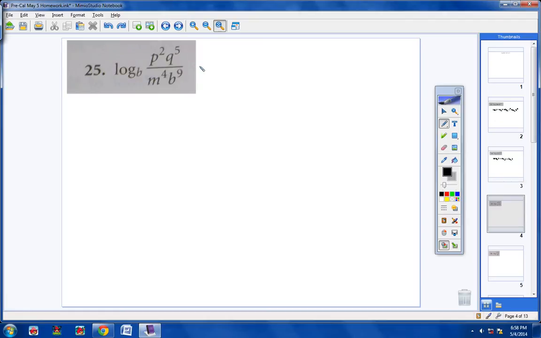Number 25. Now notice here we have a quotient, a division bar. So we're going to start off by writing this as 2 separate logarithms with a subtraction sign. So log base b, and then we put the numerator, p squared, q to the 5th, and then put a minus sign because we have a dividing argument. And then we're going to put log base b of m to the 4th b to the 9th.